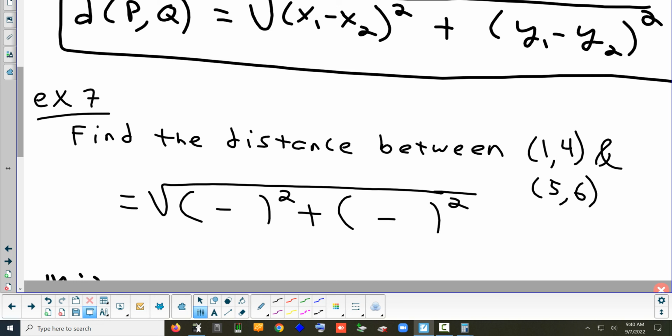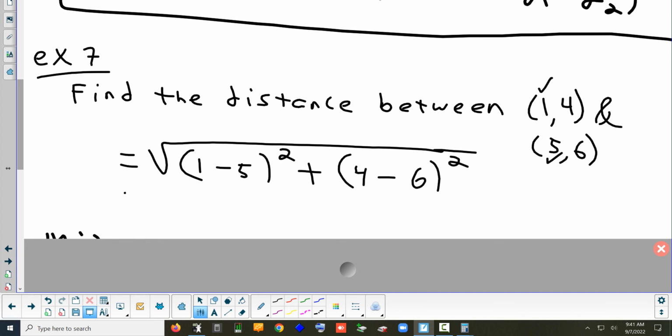Matt, can you tell me what I could put right here for my first number? 1. Yeah, we could put 1. Okay, so we've used that. And how about my second number? Yeah, go ahead, Matt. 5. Yep, put in 5. Good. Could have done 5 minus 1, it wouldn't have really mattered, but 1 minus 5 is good. Wyatt, how about these two numbers? 4 and 6. Perfect.